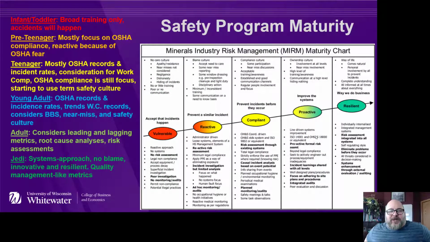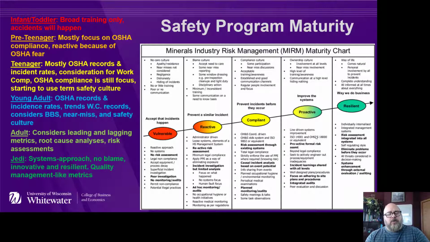It's my safety program maturity. So when somebody asks me a safety question, I can usually get a basic judgment on the maturity of their safety program. Infant, toddler: you're just training, and it's not even real training. Here, read a brochure. Don't get hurt. Use common sense. That's a toddler infant. They're going to get hurt.